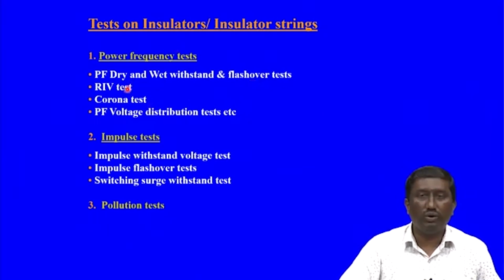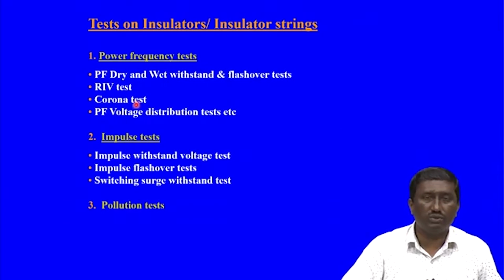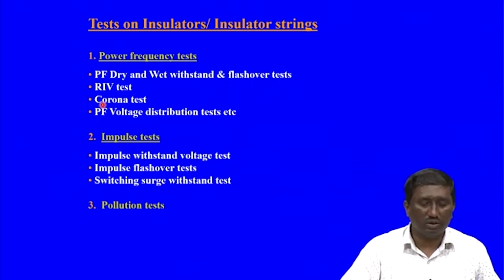Second is radio interference voltage measurement. Why radio interference voltage measurement? We will discuss with the circuit. The corona test, which causes the visible discharges on the hardware or the corona control rings. This creates not only the power loss, but the insulation could break down over a period of time. So, corona test has to be carried out.